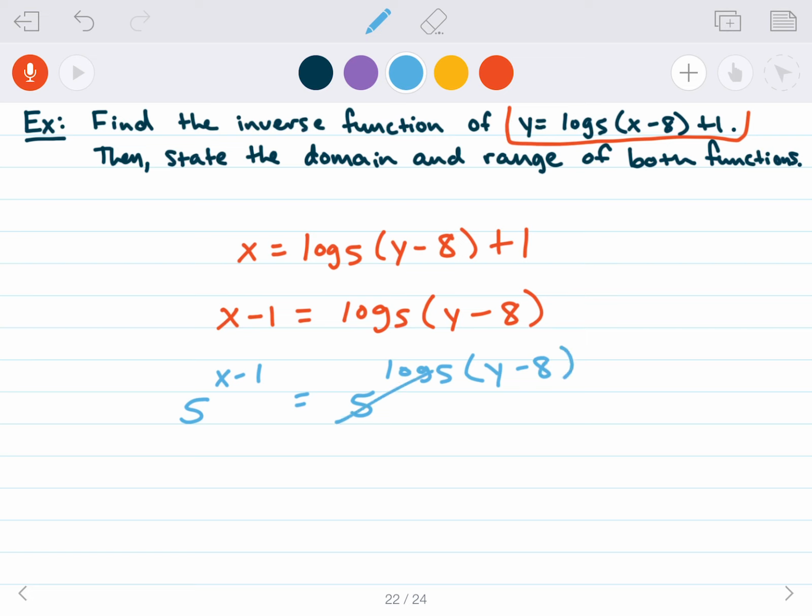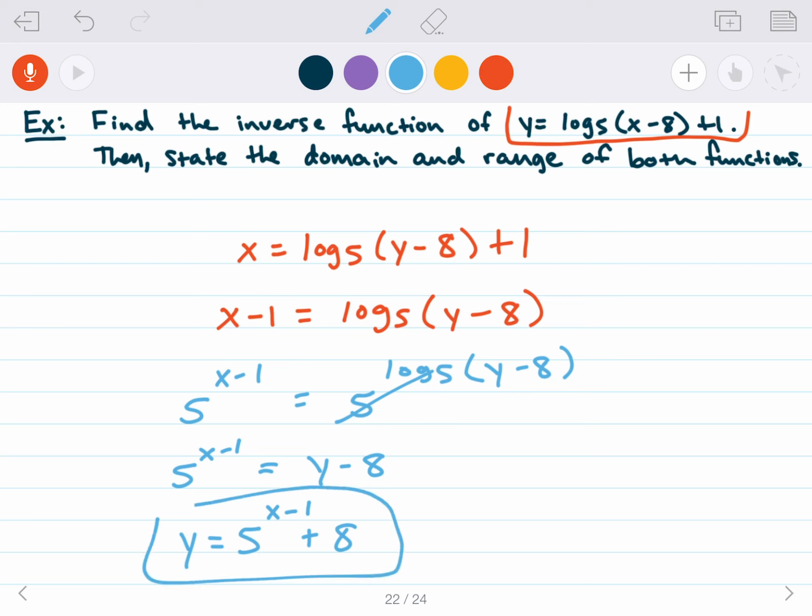That way on the right, those guys cancel, and I'm left with 5 to the x minus 1 is equal to y minus 8. Finally, I can add 8 to both sides to get my inverse function. Y is equal to 5 to the x minus 1 plus 8. So this is our inverse function.